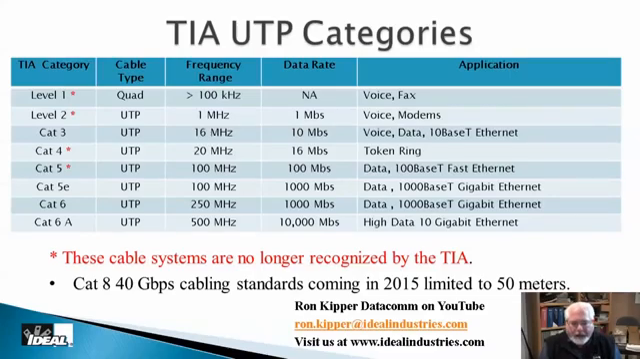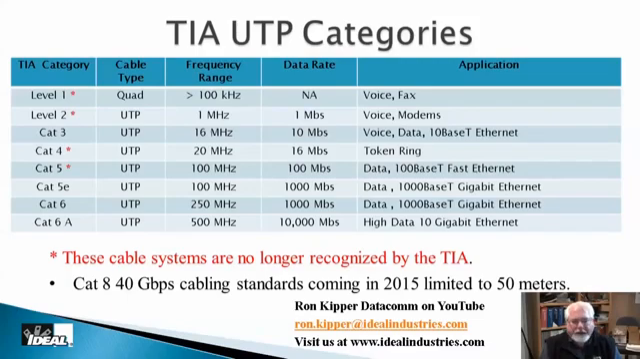Now, Cat 3 comes out in, I don't know, late 80s, early 90s, whatever it was. Cat 3 wire was really designed to support 10BASE-T Ethernet systems. You'll see the application on the right over here, it says 10BASE-T. It has a frequency range of 16 megahertz and a throughput of 10 megabits per second, if, again, everything's working perfectly.